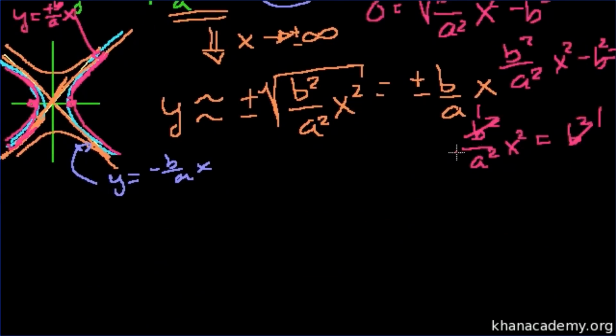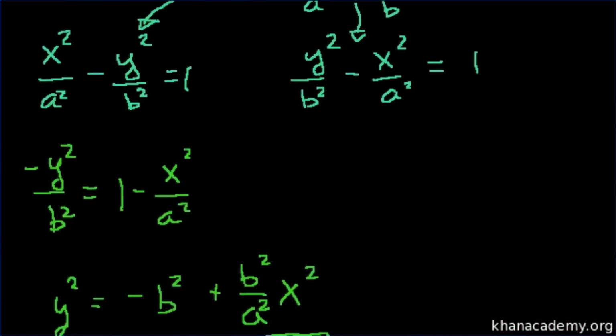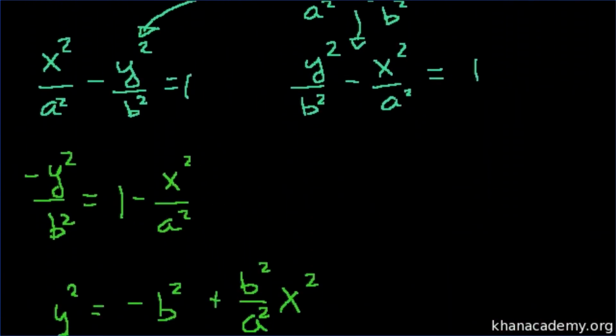You get a 1 and a 1. And then you could multiply both sides by a squared. You get x squared is equal to a squared, right? And then you get x is equal to the plus or minus square root of a. So this point right here is the point a comma 0, and this point right here is the point minus a comma 0. Let's go back to the other problem. I have a feeling I might be running out of time.